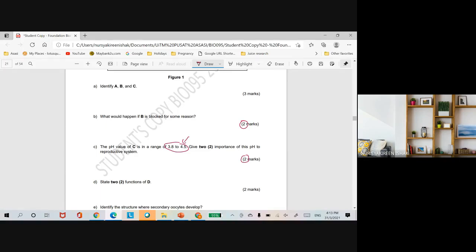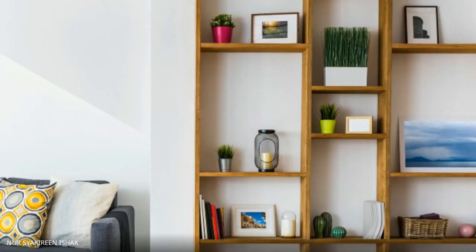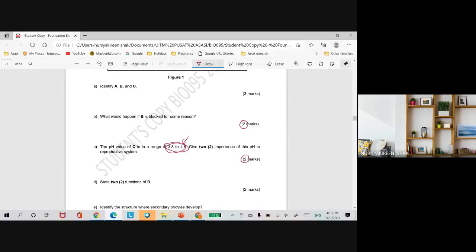This acidic condition, okay, is suitable, okay, for the growth or to promote the growth of normal vaginal flora. Okay, flora here is referring to residential bacteria that is supposed to grow there. Okay, so one example of the nice bacteria that's supposed to grow there, for example, you have the lactobacilli, okay, bacteria. So there are 3 marks there that I gave.